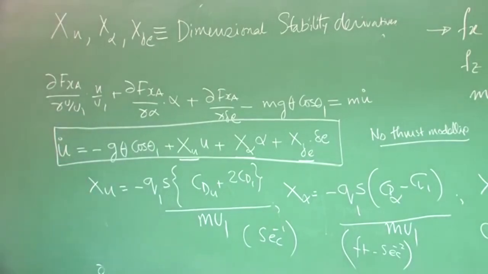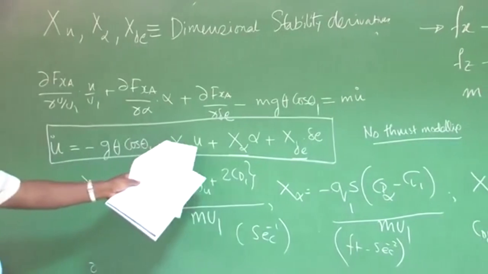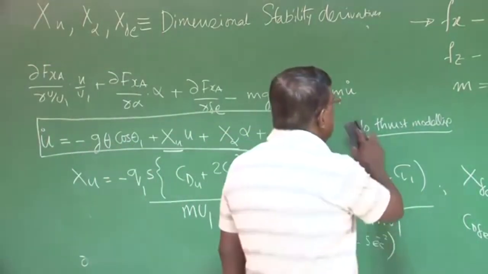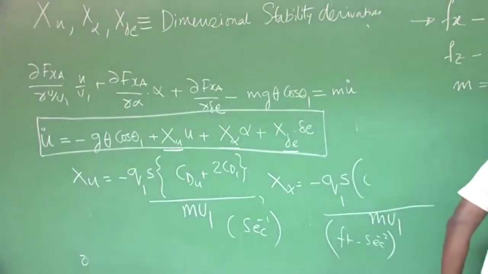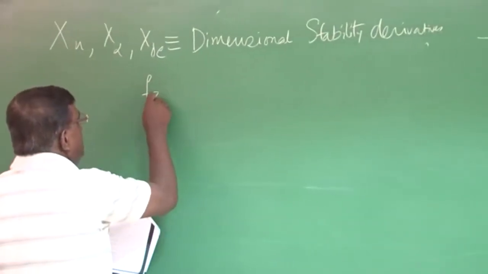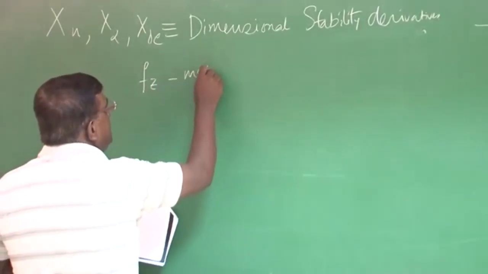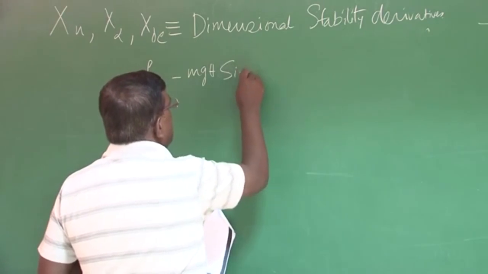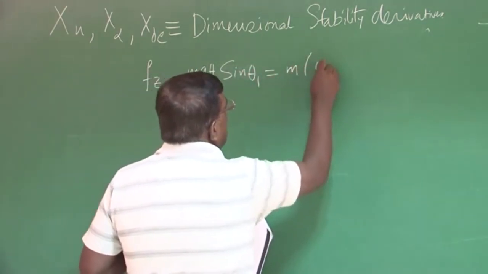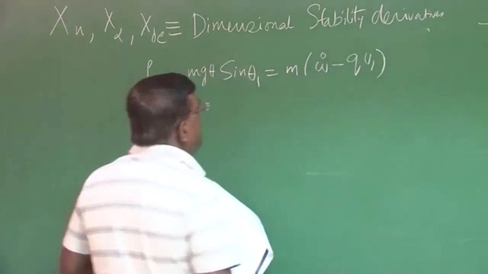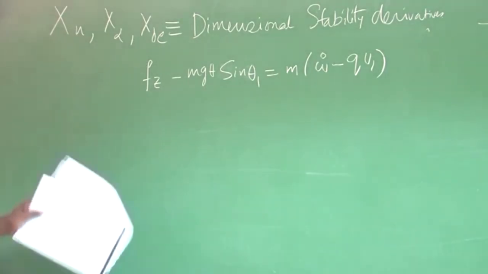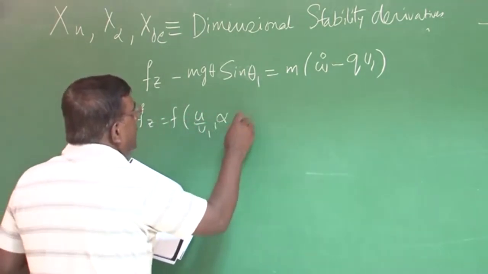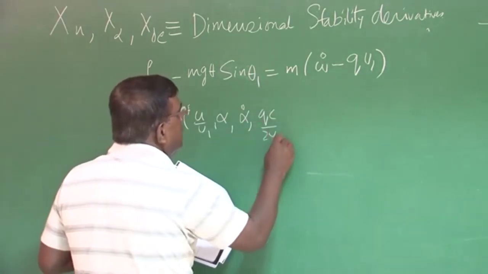I have demonstrated it for the first equation, F_x, which is u dot equal to this plus X_delta_e into delta e. Similarly, a similar exercise I will do for F_z, then I can show that once I try to pick F_z minus m g theta cos theta 1, sin theta 1 is equal to m (w dot minus q u1). If I pick the second equation, and I know again F_z will be a function of u by u1, alpha, maybe alpha dot, q c by 2 u1, and delta e.